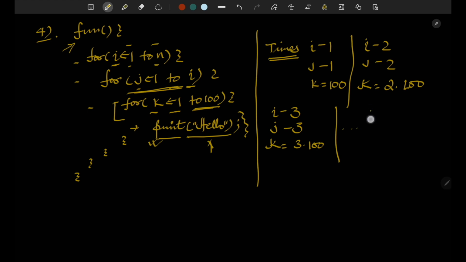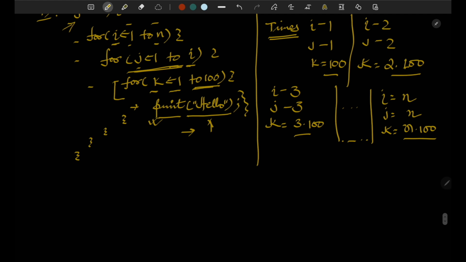So if we generalize it to, let's say, i as n, j would be n, and k would be n multiplied by 100 times. So how many times this thing is going to be executed is the sum of this value, this value, this value, whatever, and this value. So let's find it out. So we have 100 plus 2 multiplied by 100 plus 3 multiplied by 100 dot dot dot, then n multiplied by 100.